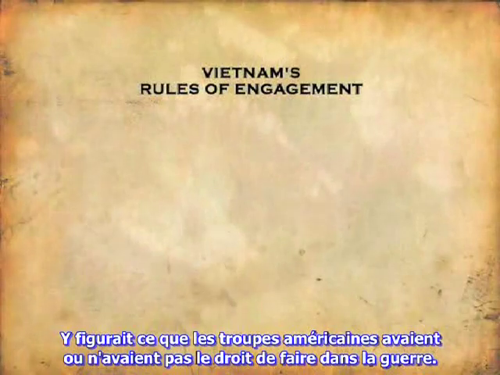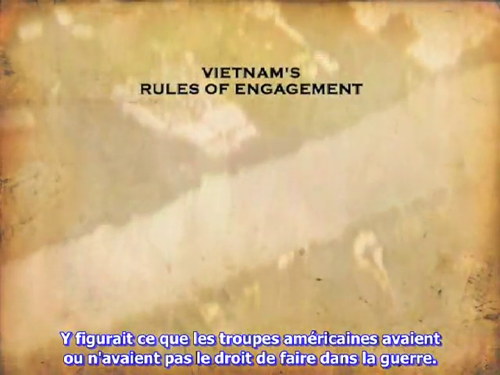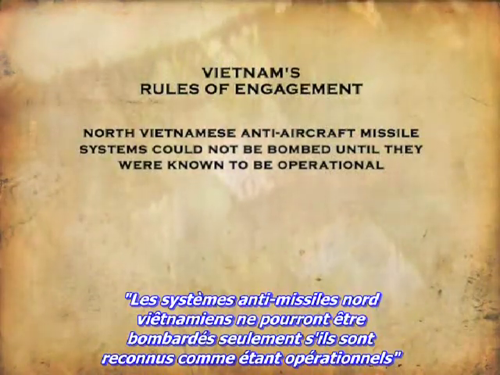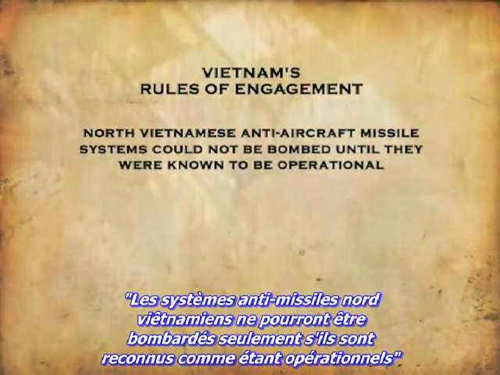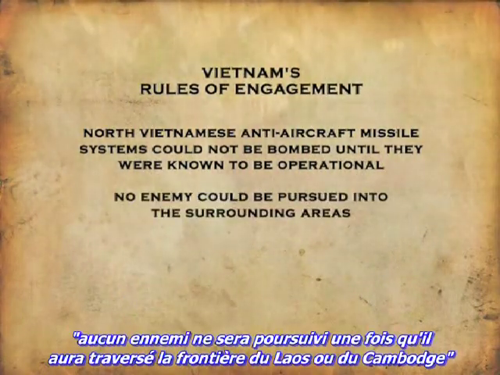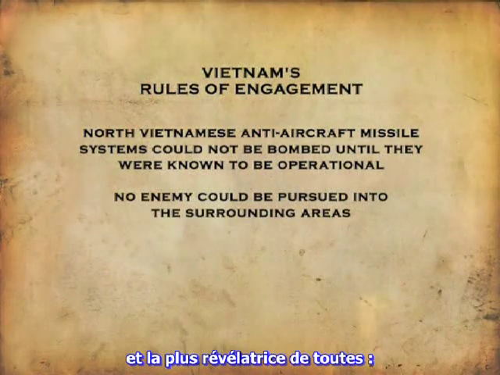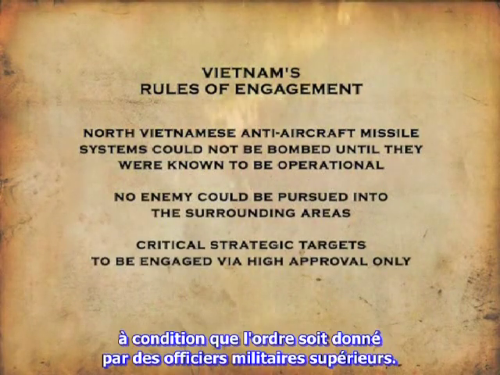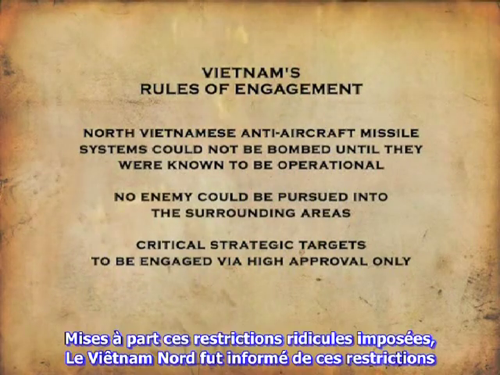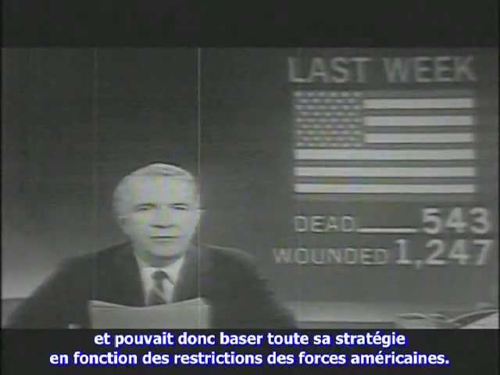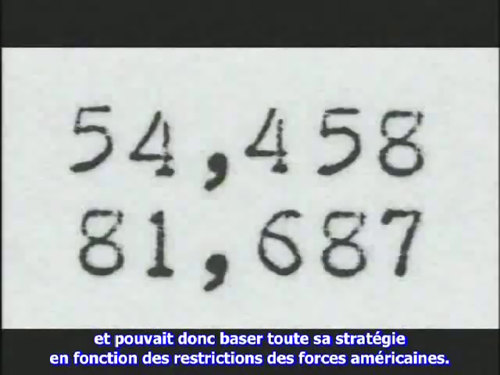This detailed what American troops were and were not allowed to do in the war. It included absurdities like North Vietnamese anti-aircraft missile systems could not be bombed until they were known to be fully operational. No enemy could be pursued once they crossed the border of Laos or Cambodia. And most revealing of all, the most critical strategic targets were not allowed to be attacked unless initiated by high military officials. Apart from these imposed ludicrous limitations, North Vietnam was informed of these restrictions and therefore could base entire strategies around the limitations of the American forces.